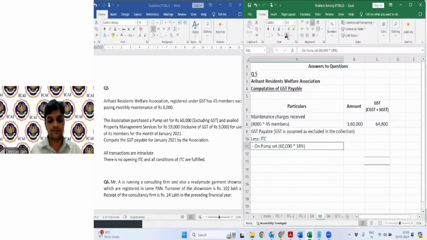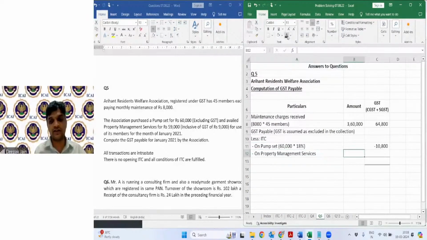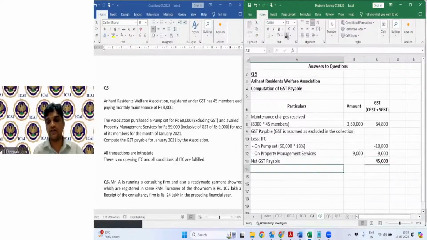Less input tax credit on pump set 60,000. 60,000 into 18% is 10,800. Then on property management, 59,000 is inclusive of GST. So what will we do? We will do 59,000 divided by 118 into 18, which gives 9,000. So we'll reduce 9,000 as input tax credit. So net GST payable is 45,000 rupees. Simple.